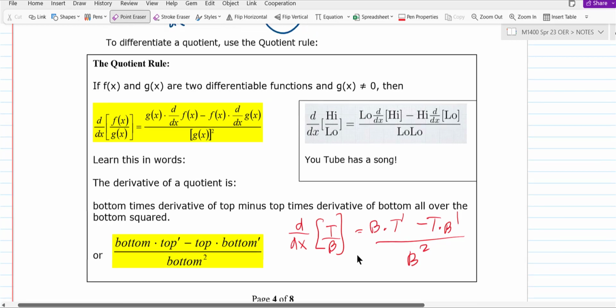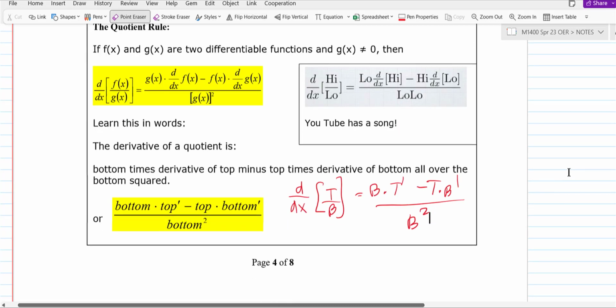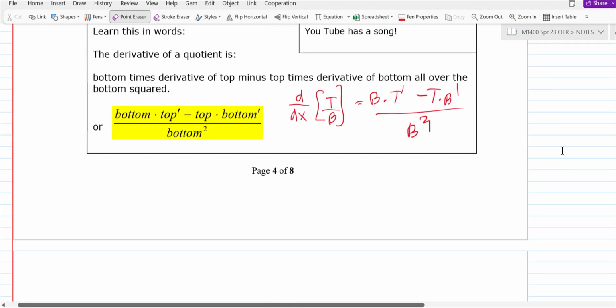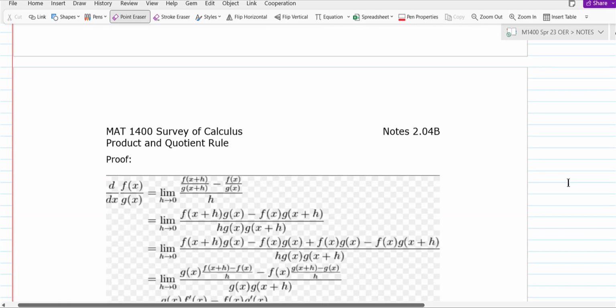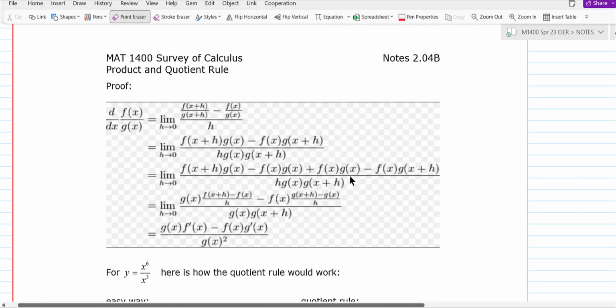The way that I'm typically going to do this is just bottom derivative of top minus top derivative of bottom over bottom squared. So the quotient rule, typically students seem to do a good job applying the rule, but the algebra is kind of what you're going to have to work on more. That's very typical. Okay, so there's your proof. I'm not going to spend any time on the proof.